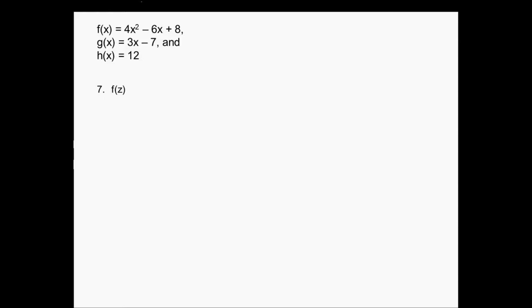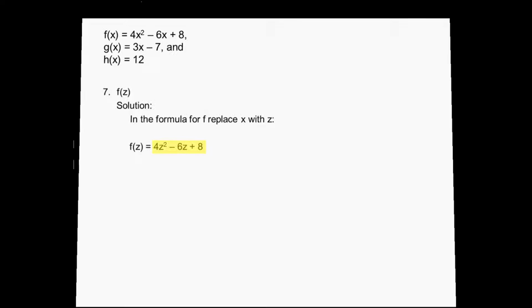Number 7, f of z. We're evaluating a function at a letter. So this means in the formula for f, replace x with z. So replace these two x's with z's. So I'll have 4z squared minus 6z plus 8. You're done. Don't factor it. Don't set it equal to 0. Leave it alone. Notice it's better to evaluate a function at a letter instead of a number.